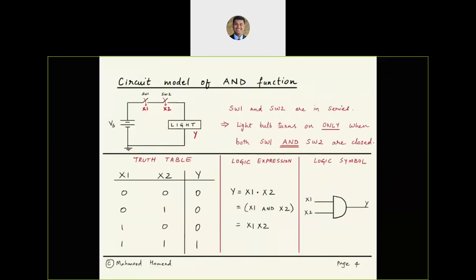Okay, let's go ahead and talk about the AND function. This is the next logic function in our series of logic functions that we have been looking at. Again, we are looking at a circuit model. So how would you build a model for an AND function? You could probably do this if you have a room where you have two switches controlling a light. This is probably not the right one, but you probably have seen something similar to this at your home.